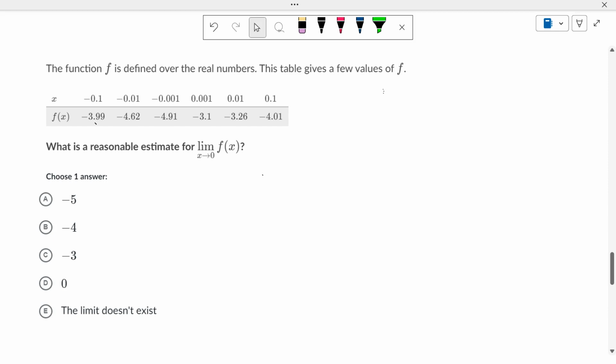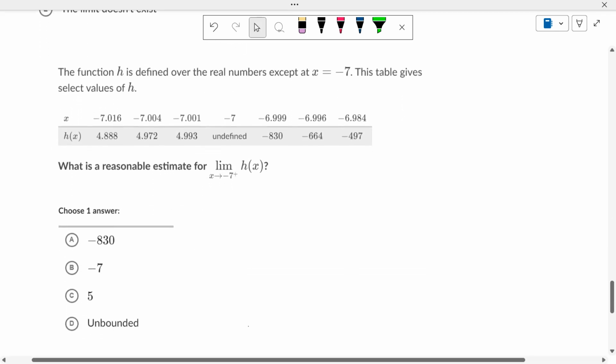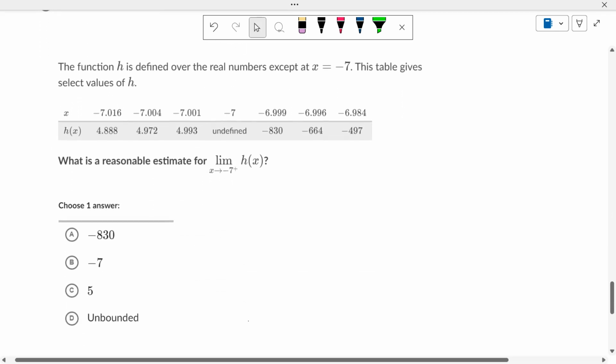The limit does not exist. Why? Because this is going towards -3. This is going up towards -5. Since they're approaching two different amounts, it does not exist. Okay.